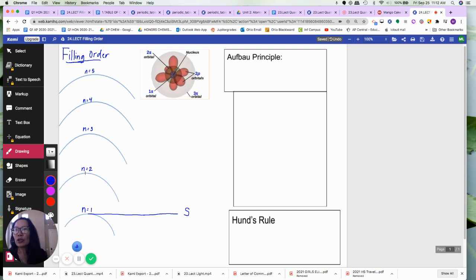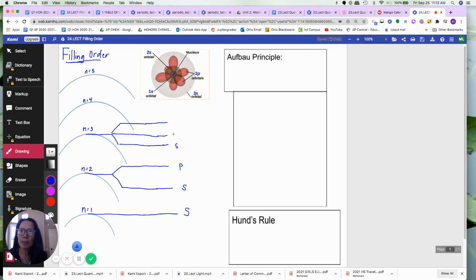In energy level number 2, you can fit 2 sublevels. You can have an S sublevel and a P sublevel. As you go further and further out away from the nucleus, you can have more and more sublevels because there are more rooms. There's more room in space. So on the 3rd energy level, you guessed it, you get 3 sublevels, and so on. You get an S sublevel, a P sublevel, and a D sublevel.